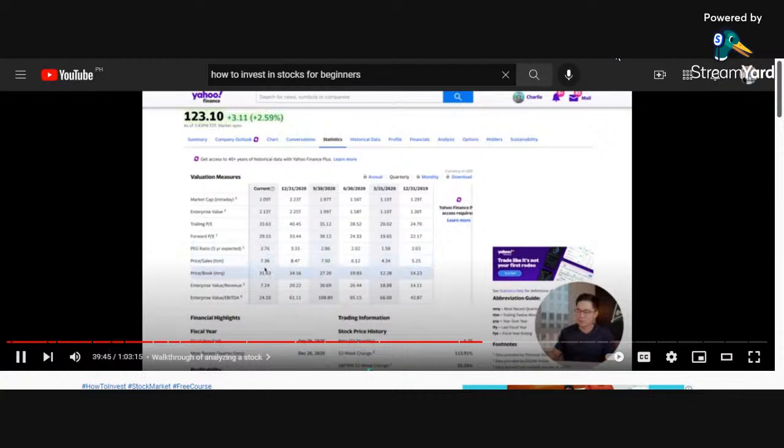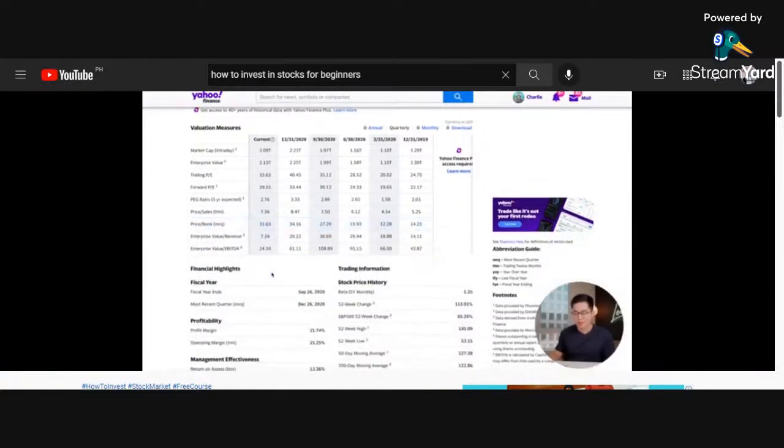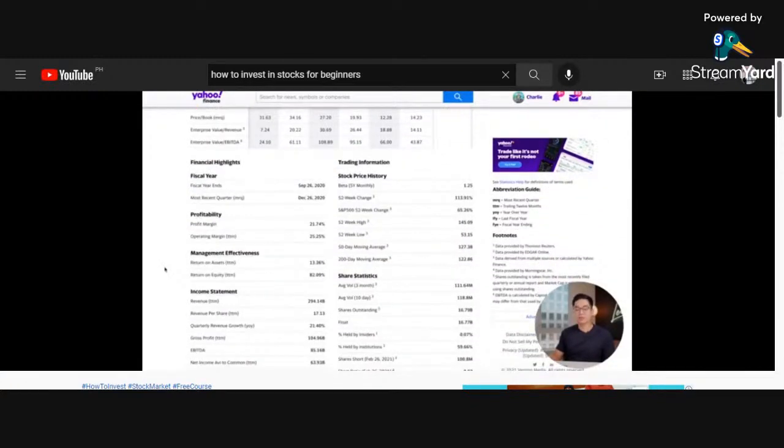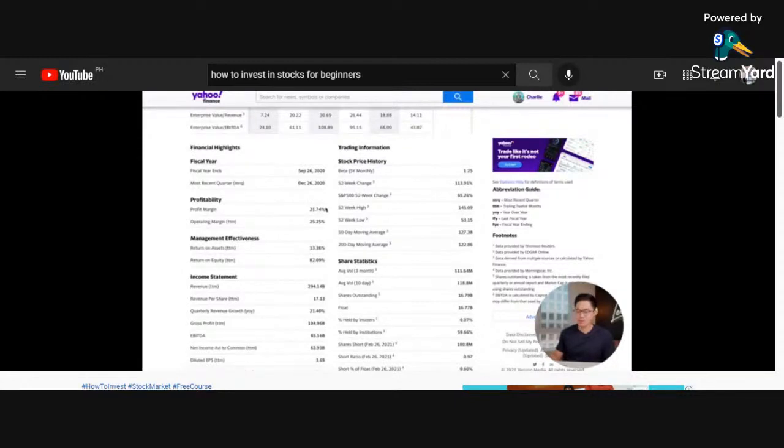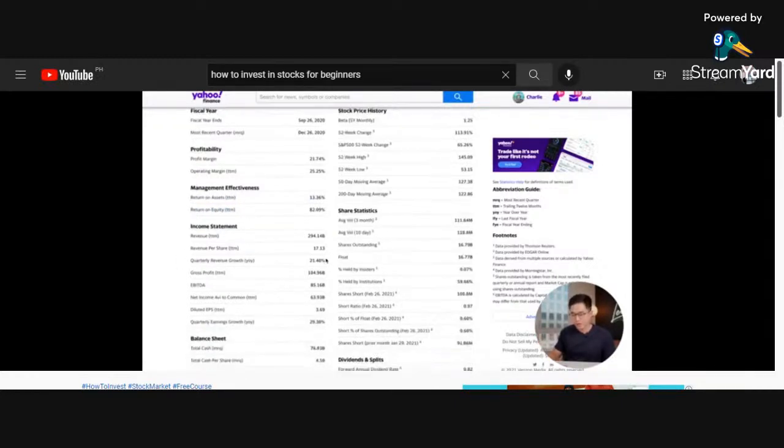Overvalued. You have your price to sales and price to book ratios right here. Price to book ratio is 31.63, which is pretty high. So, it is overvalued. Then we come down here to the profitability. So you have your profit margin at 21.74%, which is pretty good. You want to compare that to the industry. So this is in the tech industry. So I'm not sure what the average is, but you can do that research if you want. You have your return on equity, which we talked about, the ROE, sitting at 82.09%. So obviously very high, very good.